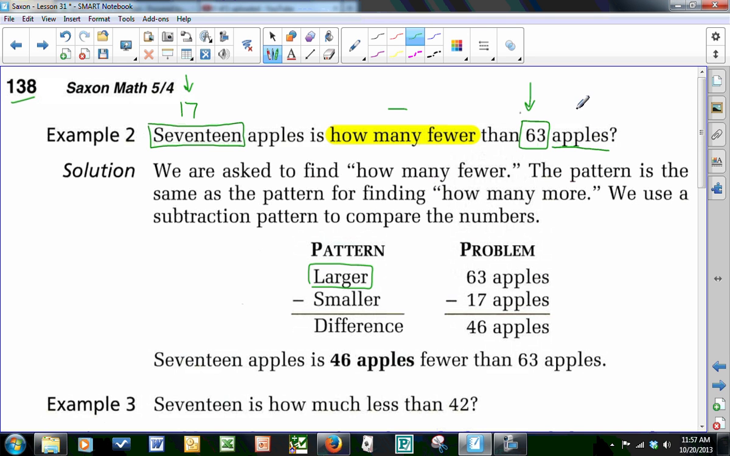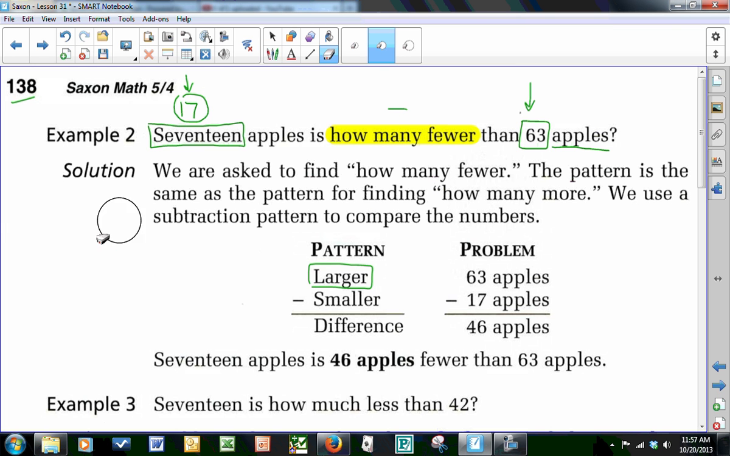A lot of people, all they do, they don't stop and think. They don't use real reading. They just see this 17 written at the beginning of the sentence, and they write 17 minus 63. And that's their equation, but they don't stop to think that the larger number always must be on top in a subtraction pattern. So that can never work.